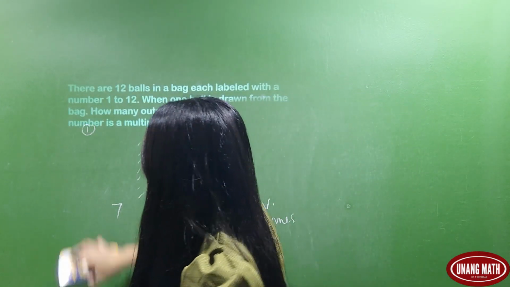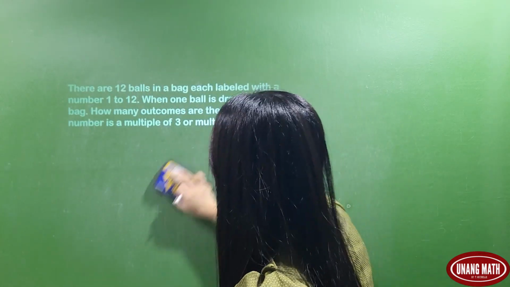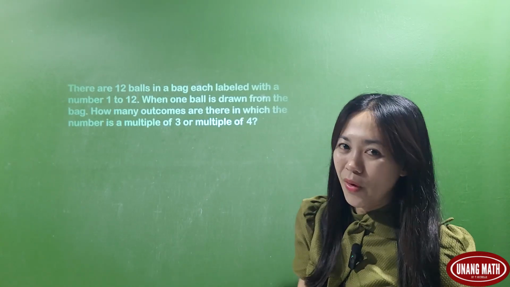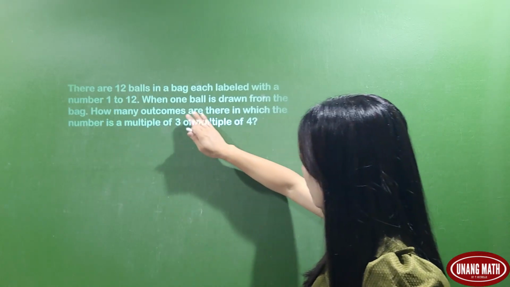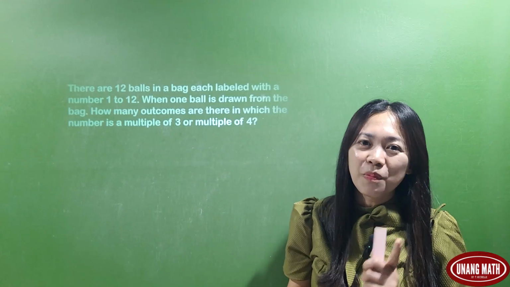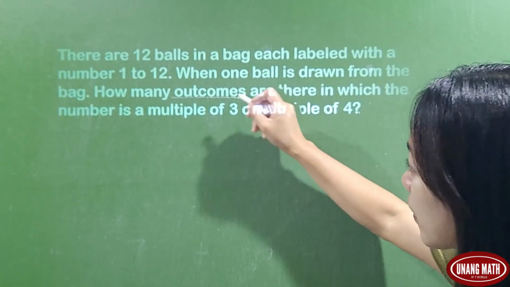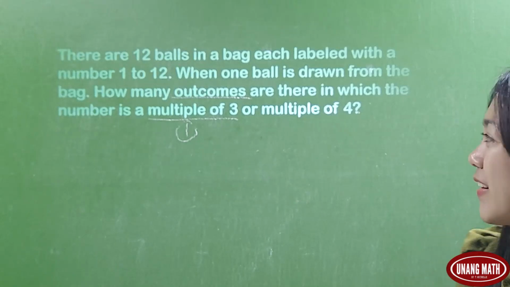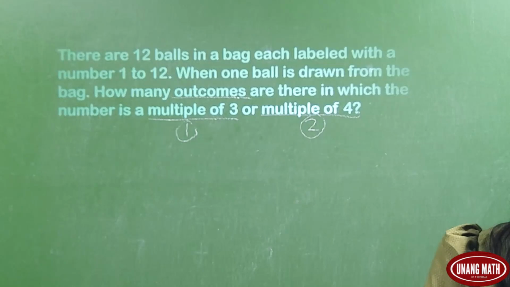Okay, now let's answer this simple question. There are 12 balls in a bag, each labeled with the number 1 to 12. When one ball is drawn from the bag, how many outcomes are there in which the number is a multiple of 3 or multiple of 4? So we have here this word outcomes. Multiple of 3, this is our first event or condition. Multiple of 4, this is our second event.